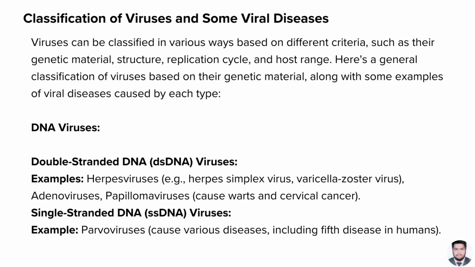Classification of viruses and some viral diseases. Viruses can be classified in various ways based on different criteria such as their genetic material structure, replication cycle, and host range. Here's a general classification of viruses based on their genetic material along with some examples of viral diseases caused by each type. DNA viruses. Double-stranded DNA viruses.